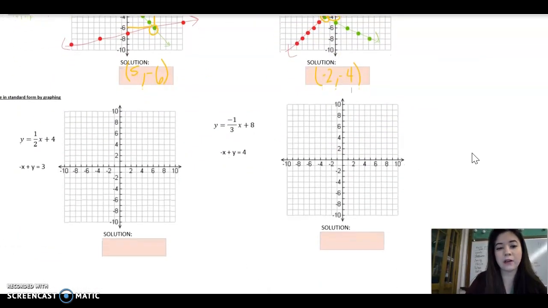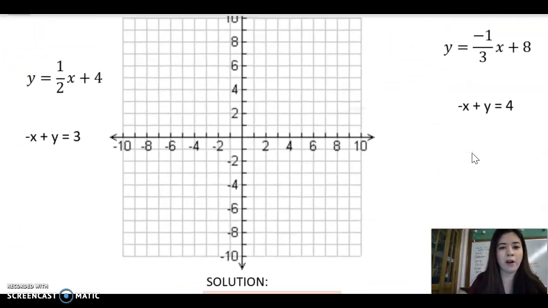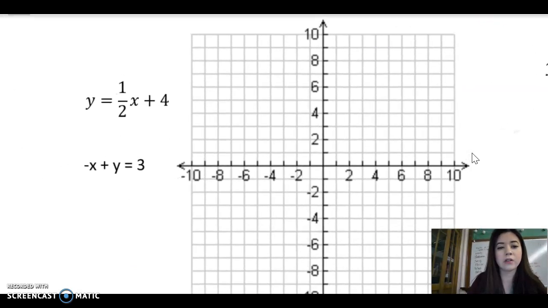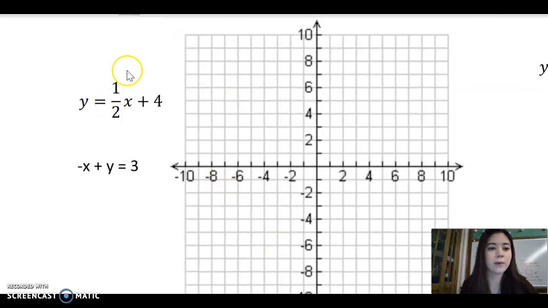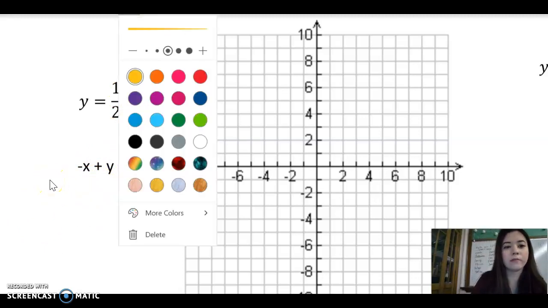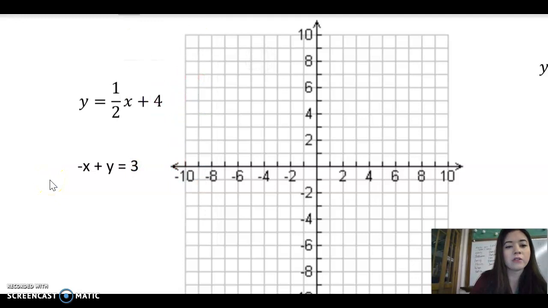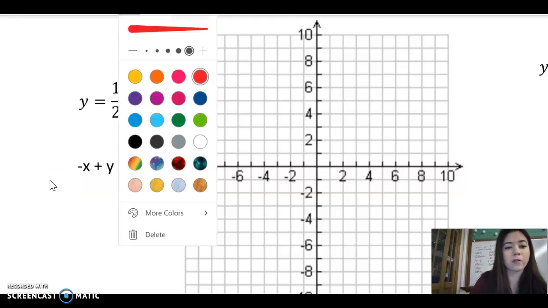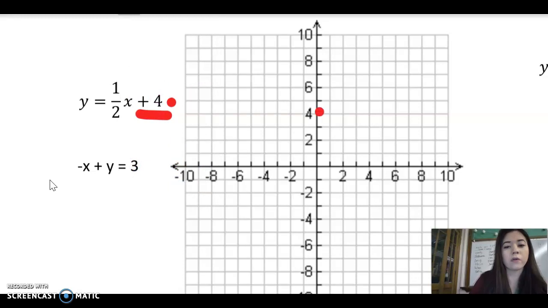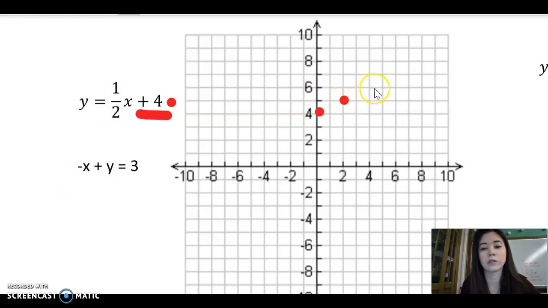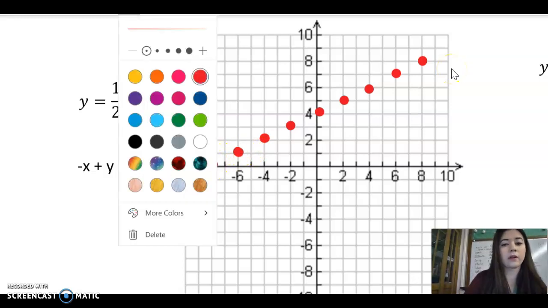Alright, 2 systems down, 2 to go, and then independent practice for the rest of the class. So these ones are a little bit more challenging. I see that we have one equation that looks normal, and then this one that is not normal. And we talked about this one right before our summative this last week. So let's go ahead and start with this one that looks normal. So we have starting at 4 and then 1/2. So up 1 over 2. Draw a line.